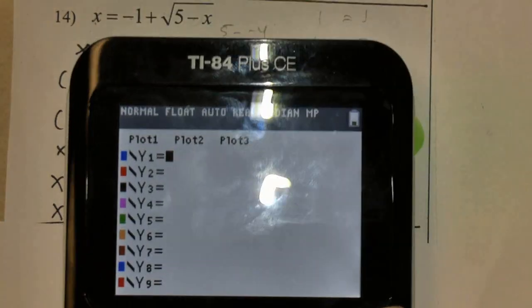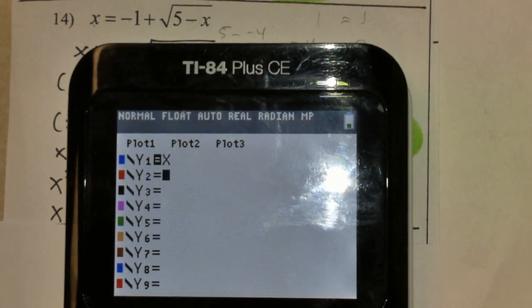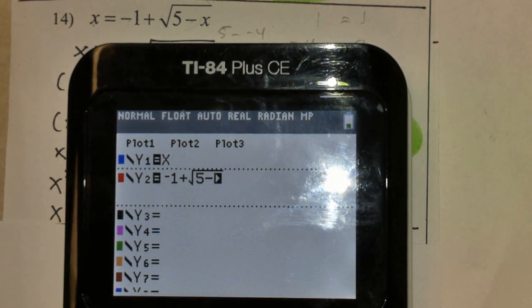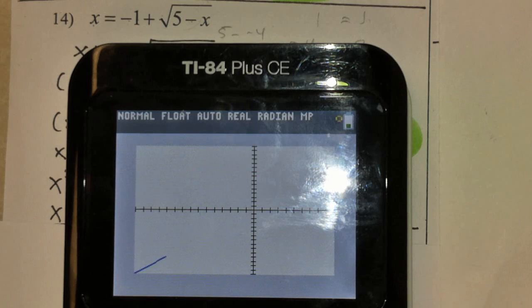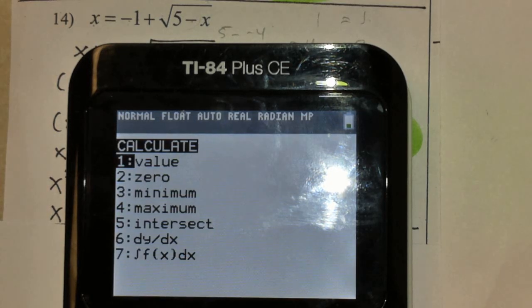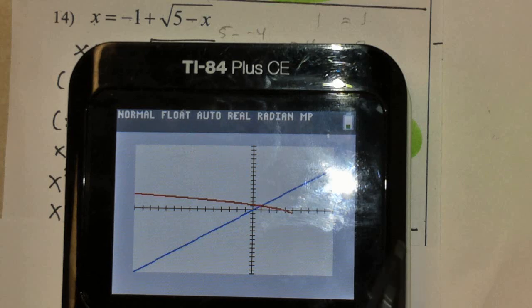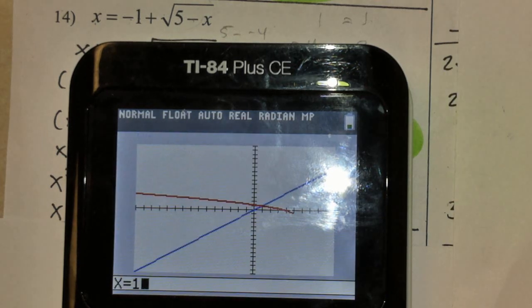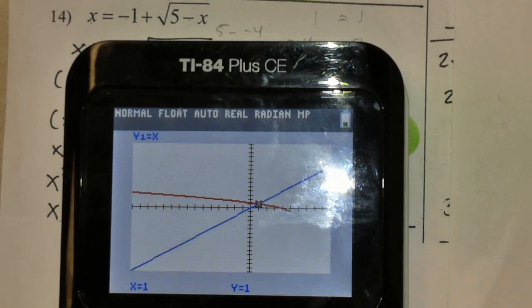Alternatively, I could have put in x and then -1 plus the square root of 5 subtract x. It will eliminate any extraneous solutions. I think the answer is 1. It does appear they cross at 1. I can just check by going second trace, value of 1, and I can see they do cross there at 1.